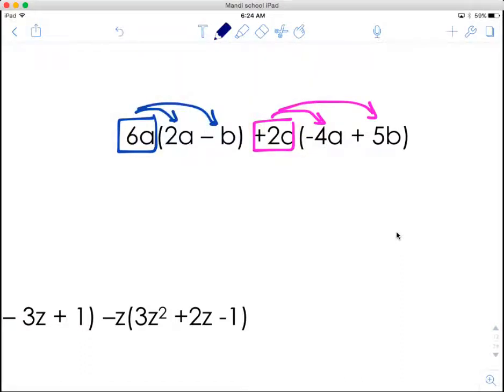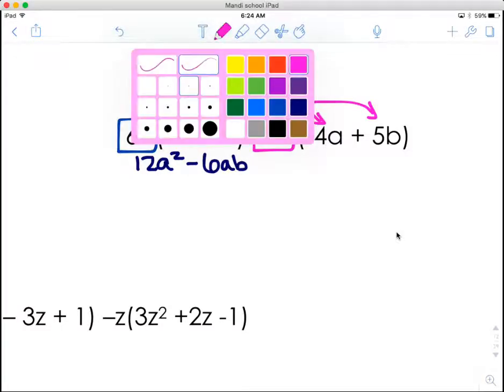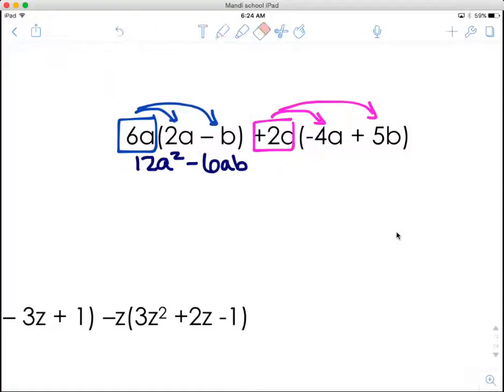6a times 2a, so 6 times 2 is 12, a times a is a squared. And then we have 6a times a negative b, so a negative 6ab. Then we have positive 2a times a negative 4. So positive 2 times negative 4 is negative 8. A times a is a squared. Then we have positive 2 times positive 5, so that's a positive 10. A times b is ab.